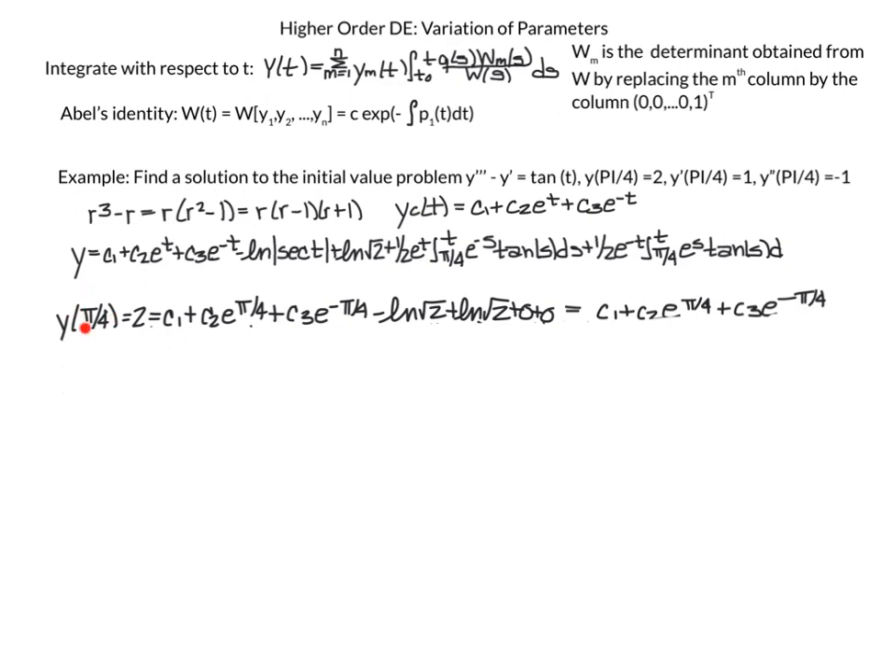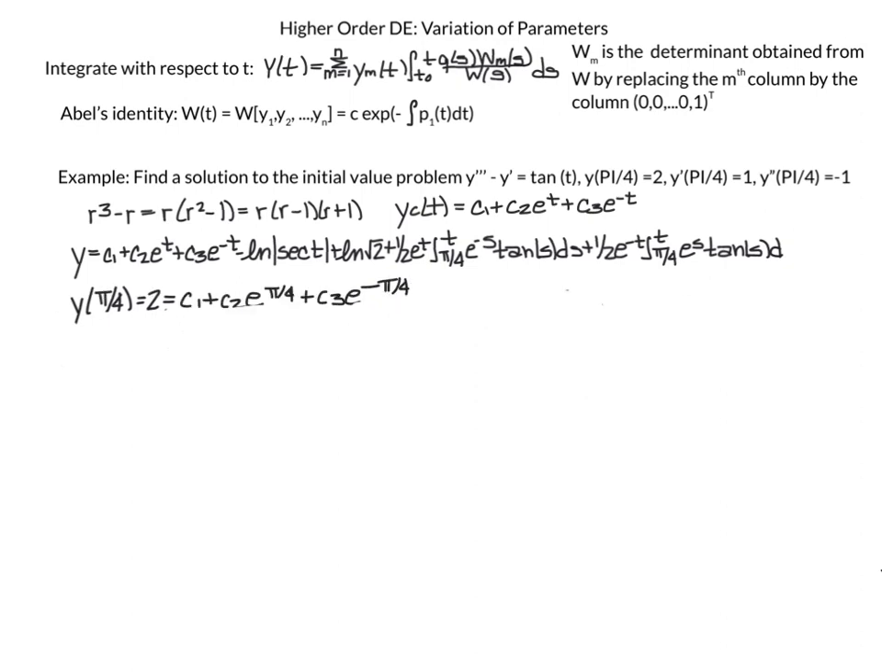Plugging in pi over 4 now for t into y, I will get that y of pi over 4 is equal to c1 plus c2 e to the pi over 4 plus c3 e to the minus pi over 4. I'm just going to write the final conclusion for y of pi over 4 over here now.